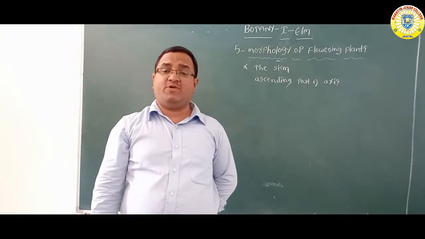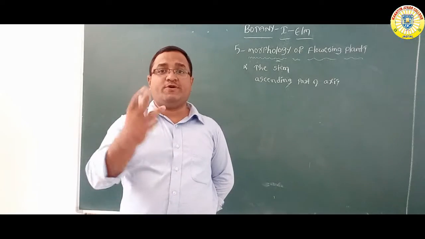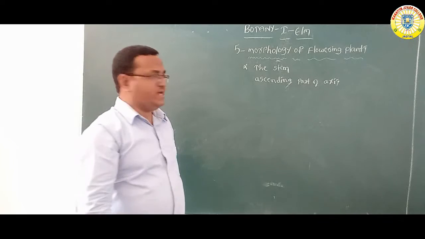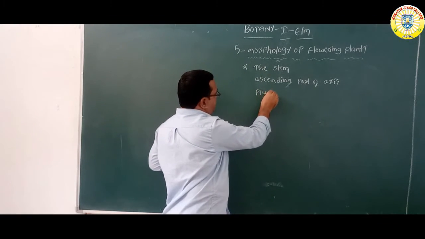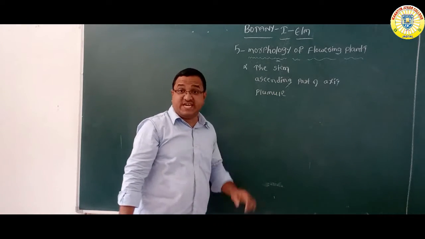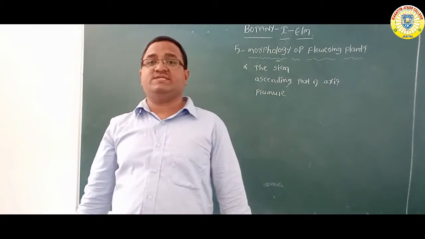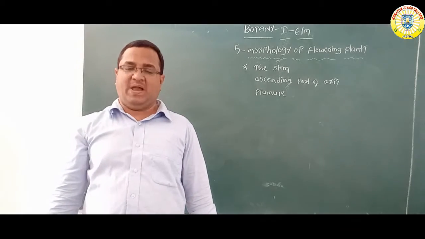So the stem develops from the plumule, whereas the root develops from the radicle. Stem develops from the plumule of the embryo of the germinating seed.